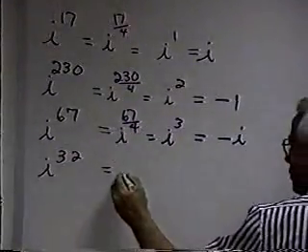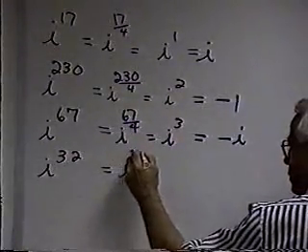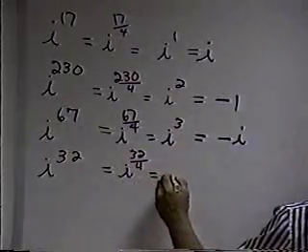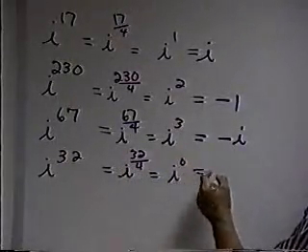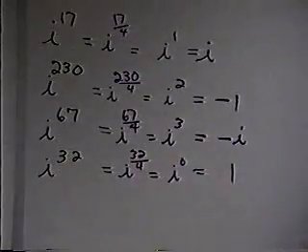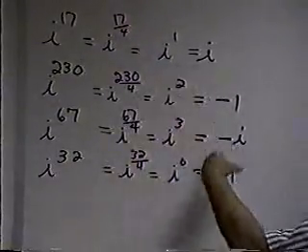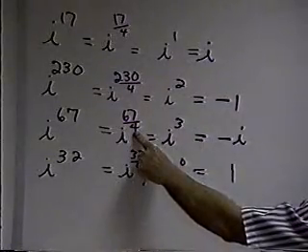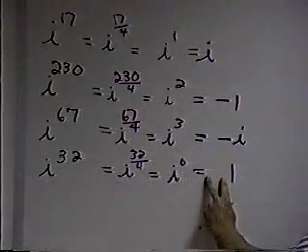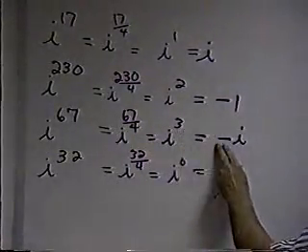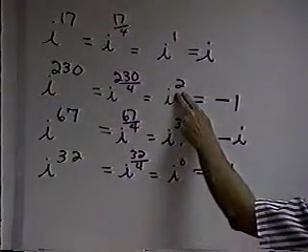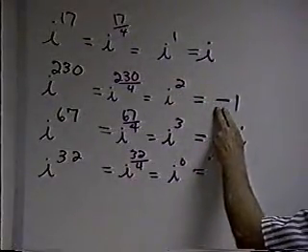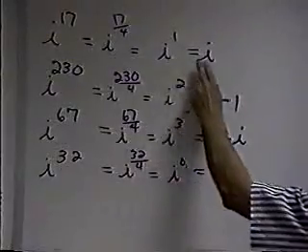Okay, i to the 32: 32 divided by 4 is 8 with remainder 0, which is i to the 0, which is 1. So in other words, the rule is simply you divide the power by 4. If the remainder is 0, the answer is 1. If the remainder is 3, the answer is a minus i. If the remainder is 2, the answer is a minus 1. If the remainder is 1, the answer is i.